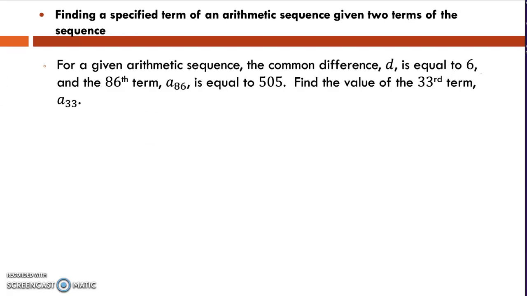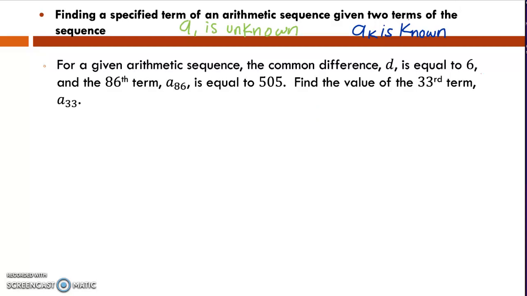We don't know the first term. So this equation that we've used before, with the nth term being equal to the first term plus n minus 1 times d, well, we have d, but we're not given a sub 1. If a sub 1 is unknown, and instead we are given a sub k, or another term, then we use a different equation.